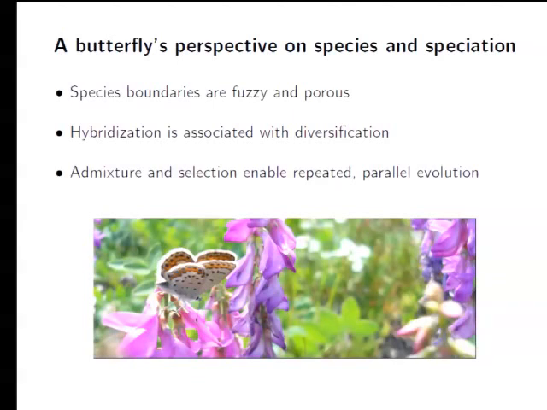What I hope to convince you by the end of the talk today is that, at least for these butterflies, species boundaries are indeed quite porous and fuzzy, that hybridization has been common in this group, and that it's not just some incidental thing, but seems to be associated with diversification, and that admixture followed by selection have led to the repeated evolution of similar phenotypes, and to repeated parallel evolution.